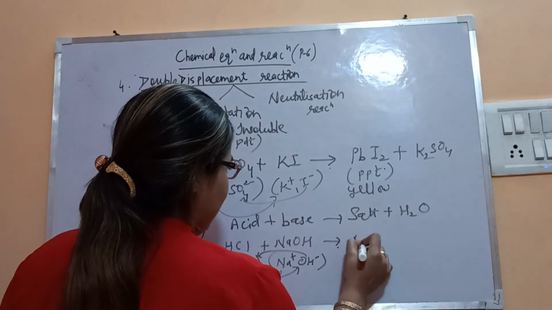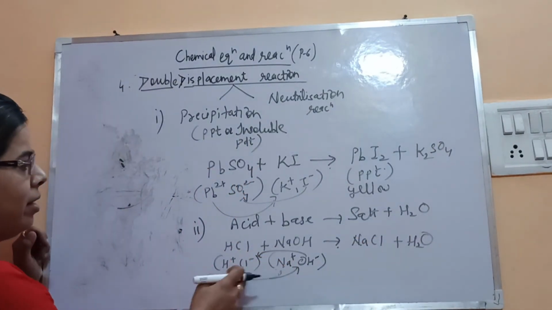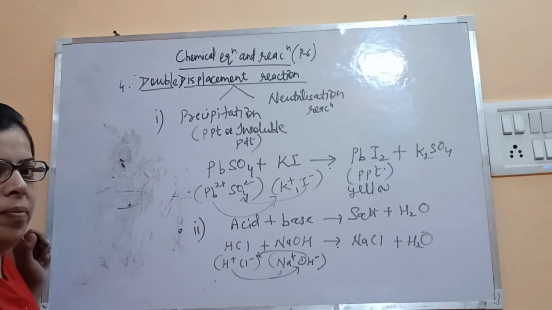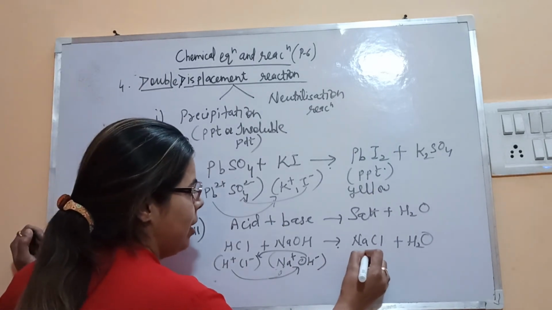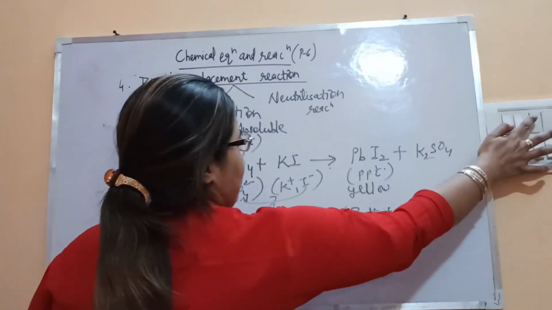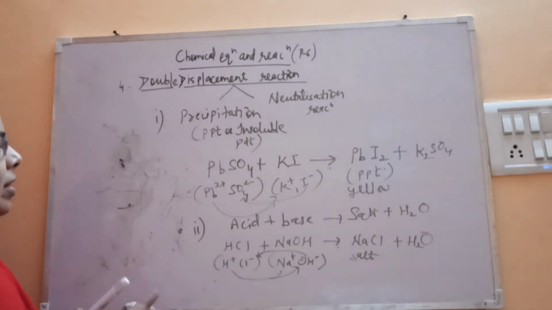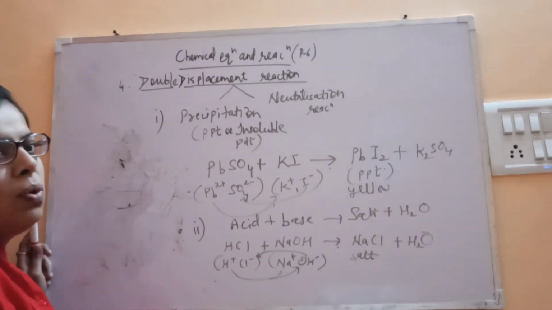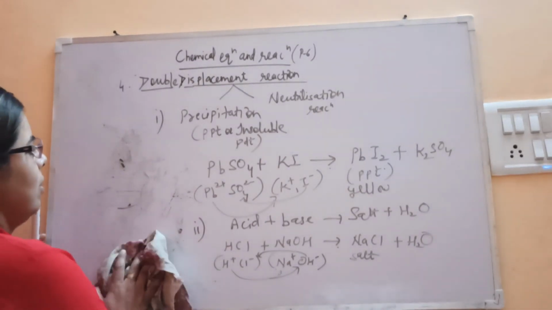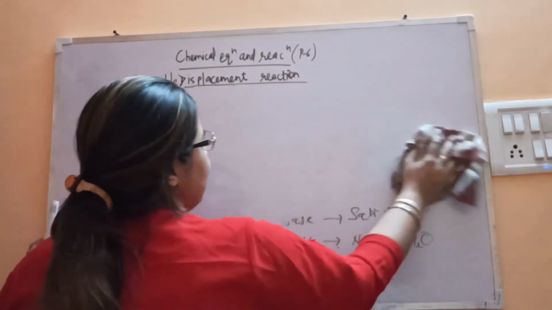What will you get? NaCl plus water. H plus and OH minus together they will form the water. This is salt, NaCl, we know that sodium chloride is a salt. So this is the example of neutralization and of all double displacement where the ions are getting exchanged between the two aqueous solutions. Let's discuss one or more examples of neutralization.